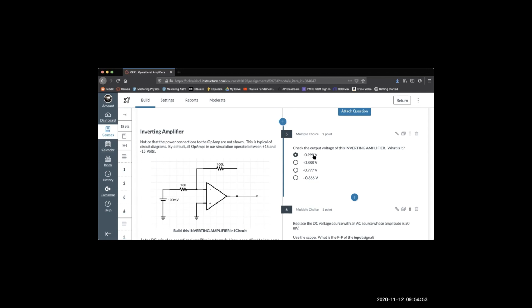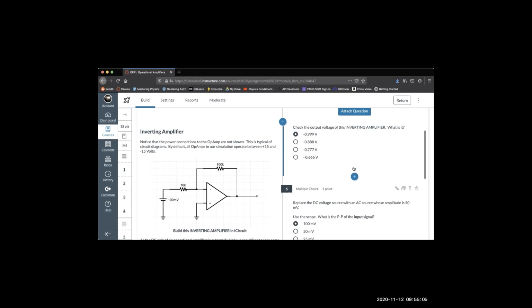Is that right, or did we change that? Is that the correct one? I feel like maybe it changed, but there it is now. 0.999 volts is how that's going to turn out. And the input voltage is 100 millivolts, and the output voltage is nearly a volt.